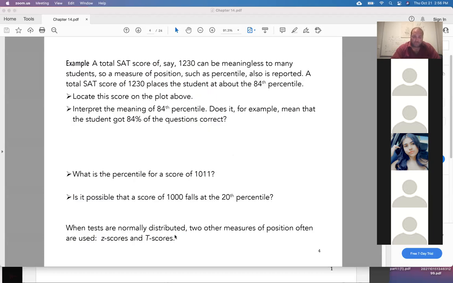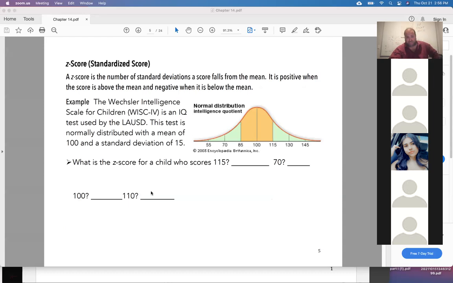Now, when tests are normally distributed, yes, you can use percentiles. Nothing wrong with using percentiles. But we actually use a different type of measure called a z-score, and sometimes even something called a t-score. Z-scores and t-scores are just easier to work with than percentiles. So let's calculate z-scores. A z-score, very important definition here, so important that I'm going to box it.